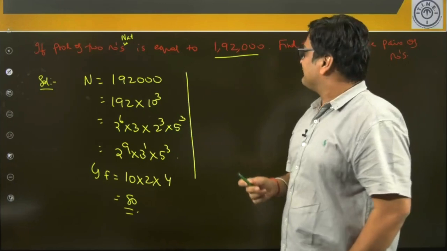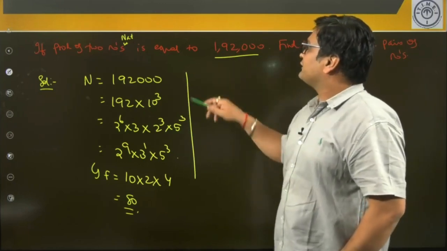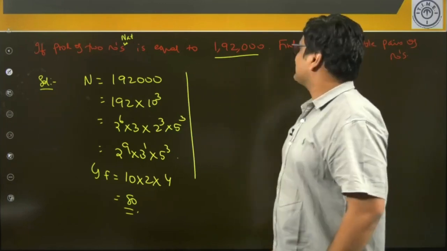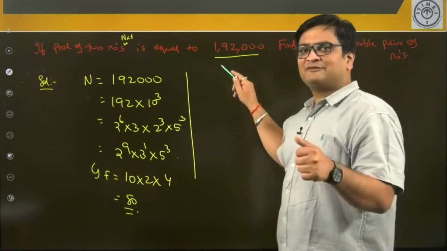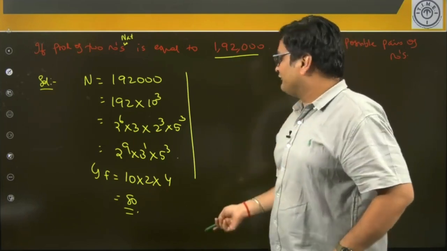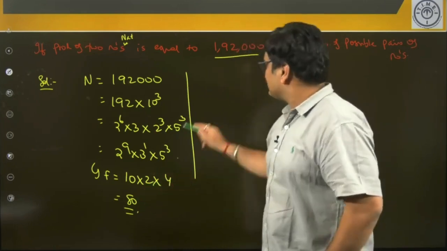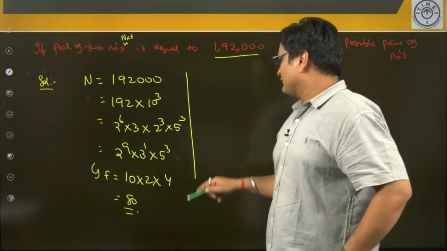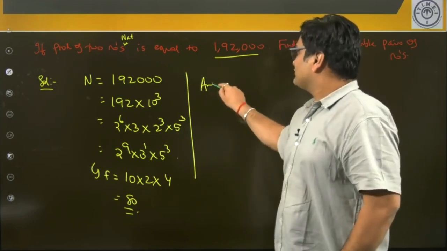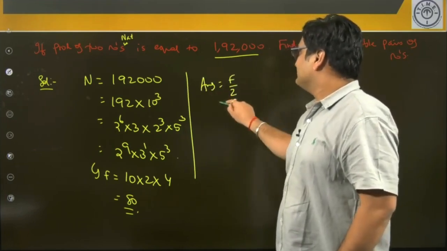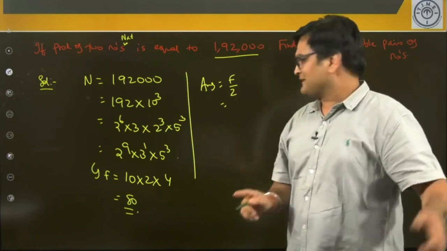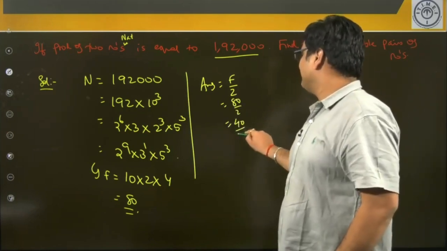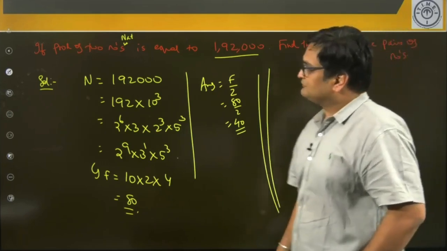Generally this is how the question would be asked, right? If the product of two numbers is equal to 1,92,000, find the number of possible pairs of numbers. So in how many ways can we write 1,92,000 as a product of two factors or two natural numbers? Since this is not a perfect square, I see an odd power here. So can I say my answer is going to be f by 2? This formula was discussed in the previous class. So my answer will be 80 by 2, which happens to be 40 ways, right?